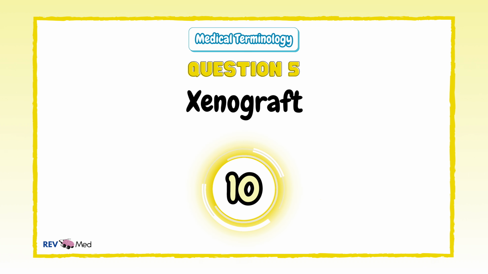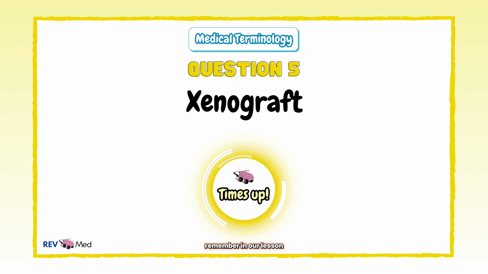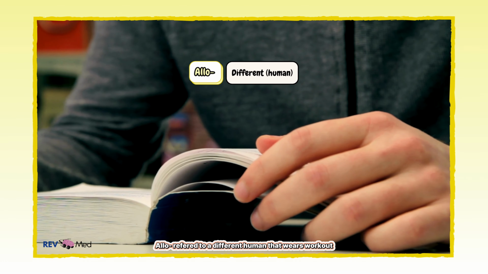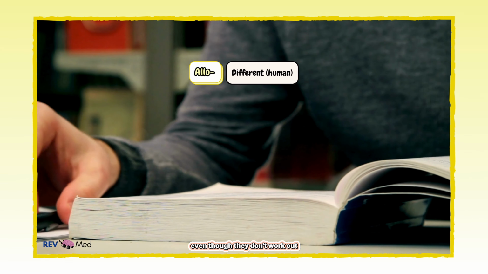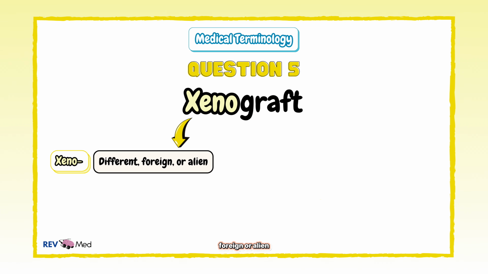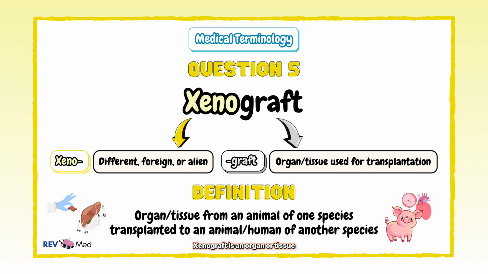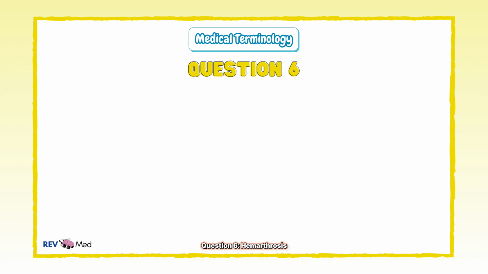Xenograft. Remember in our lesson we talked about the root words allo and xeno? Allo referred to a different human that wears workout clothes every day even though they don't work out. And xeno is for different, foreign, or alien. Then we have graft, which is for organ or tissue that is used for transplantation. Xenograft is an organ or tissue from an animal of one species that is transplanted to an animal or human of another species. Question 6.